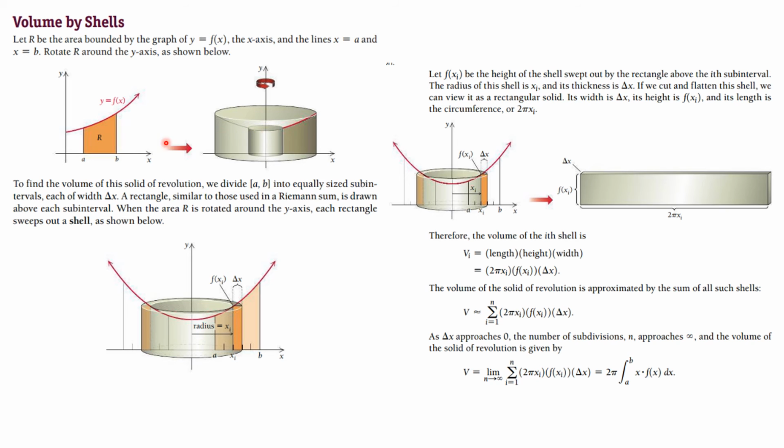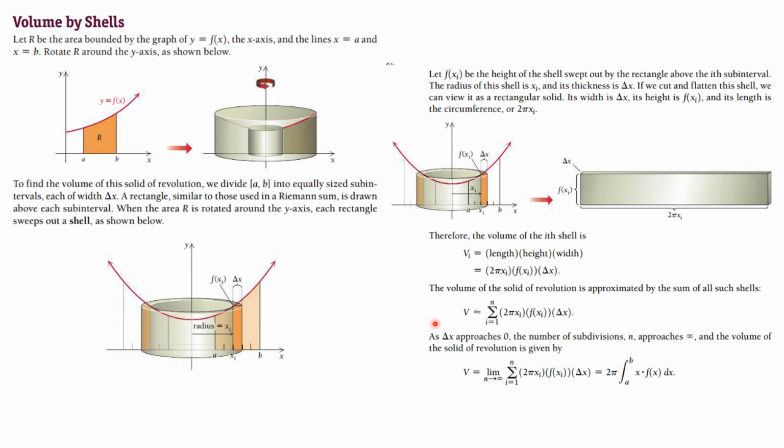Now, when we look at what each one of those shells is going to look like, we'll see that it ends up being a cylinder. Now, the side of this cylinder is going to be 2 pi times x_i, and this is going to be f of x, and then we're going to have a delta x as well as it changed. So the volume of the ith shell is length times height times width, and the length was 2 pi, and that's really r, times f of x_i times delta x.